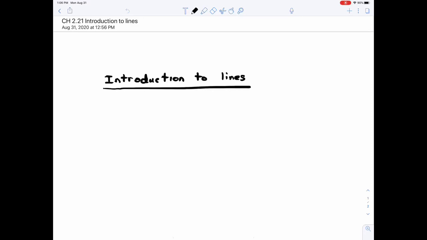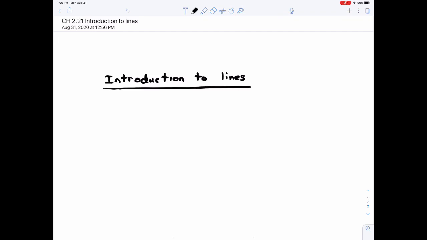Hello Mathletes. Today, we're not going to talk about graphs in general. We're going to talk about a very specific type of graph, and that is a line. So prior to today, I talked about graphs in general, functions, et cetera. Today, I'm going to restrict myself to lines.